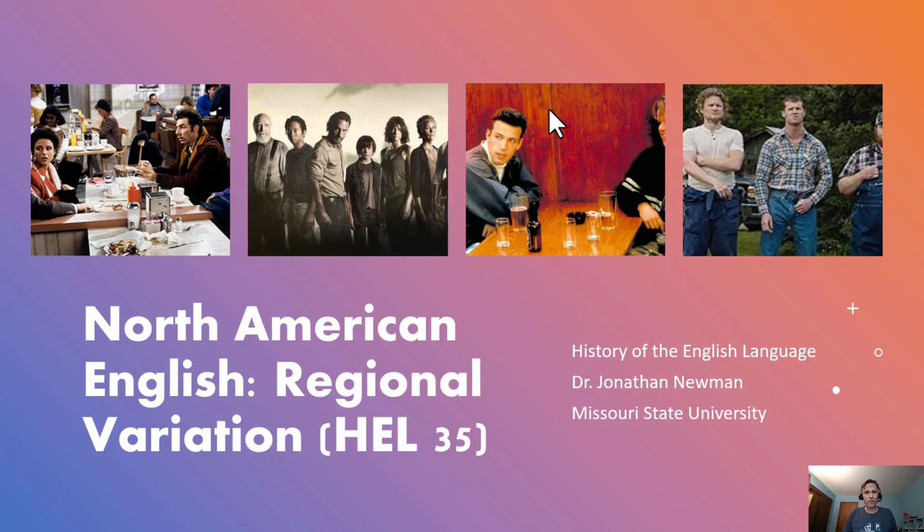Hi. In the last video, we talked about how English came to North America and how settlement patterns in the colonial period and in the 19th century left a long-standing imprint on America and its regional variations. In this video, we're going to talk more about the differences between regions in the United States of the 20th century and today, and we're going to talk about Canada as well.